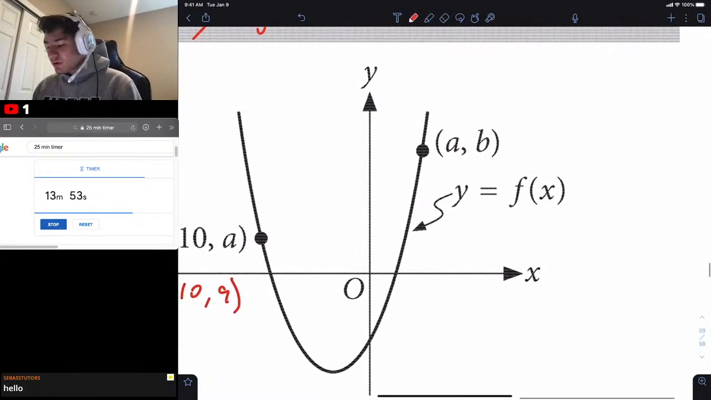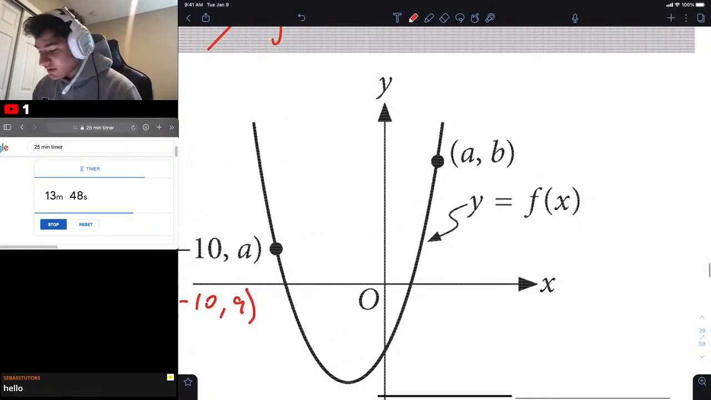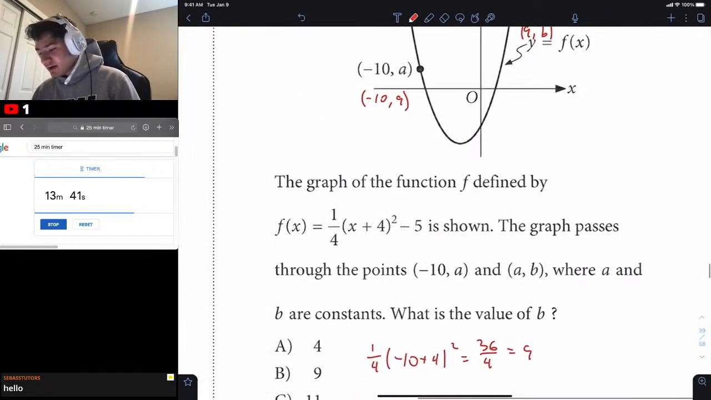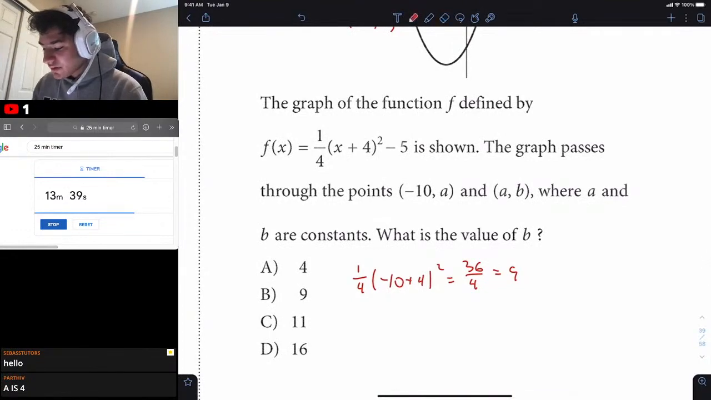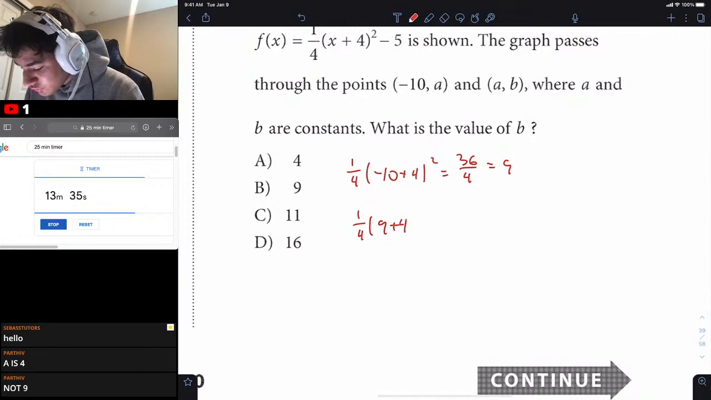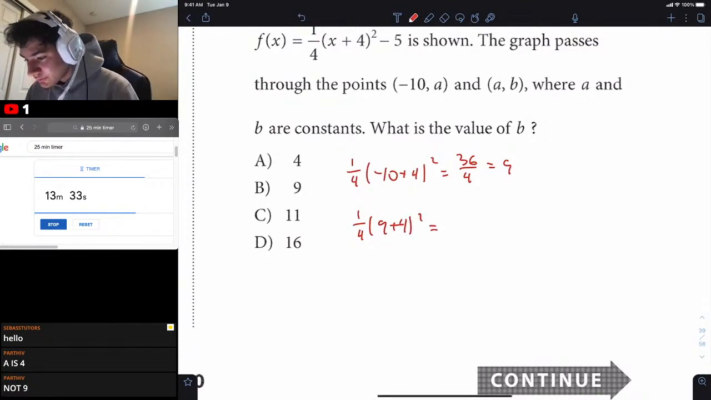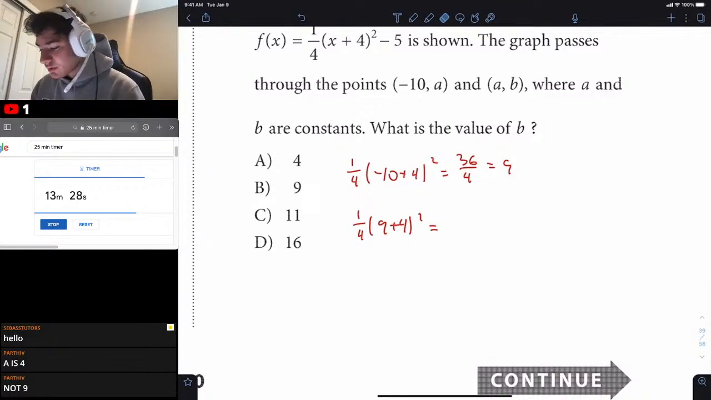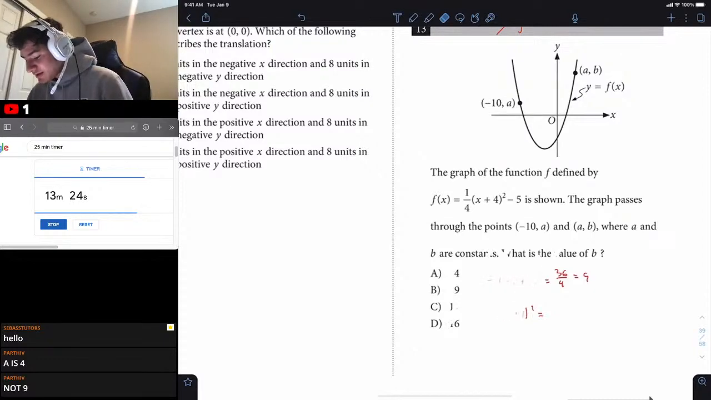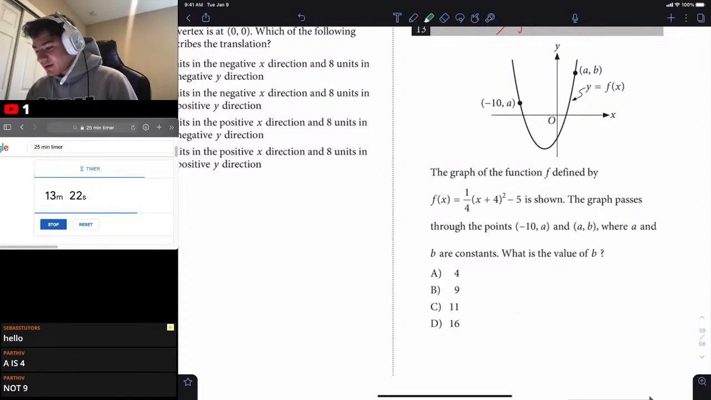And then we want the y value when x equals a. In this case, a is 9. So 9, b. We want b. We can find that by plugging in 9 this time into our equation. So we get 1/4 times (9 plus 4) squared, which is equal to, oh my gosh, hold on. Bad. Redo that problem. I didn't subtract 5. I didn't even see that -5.